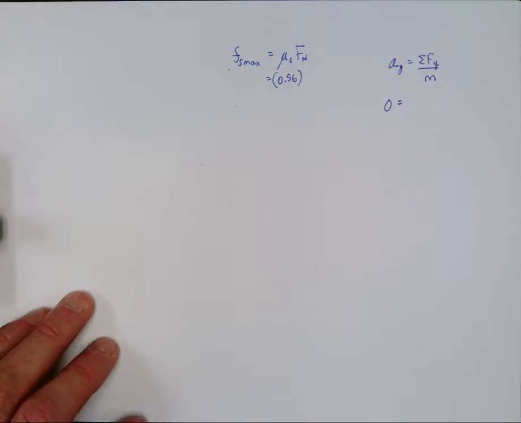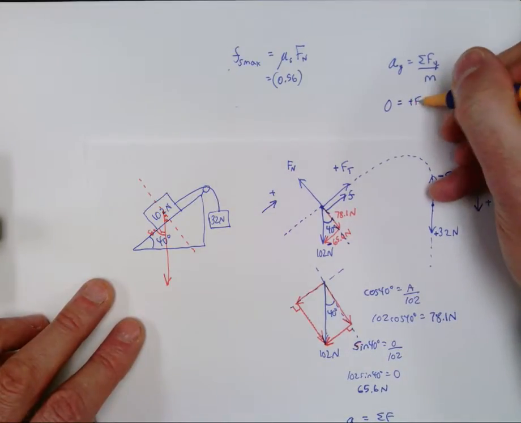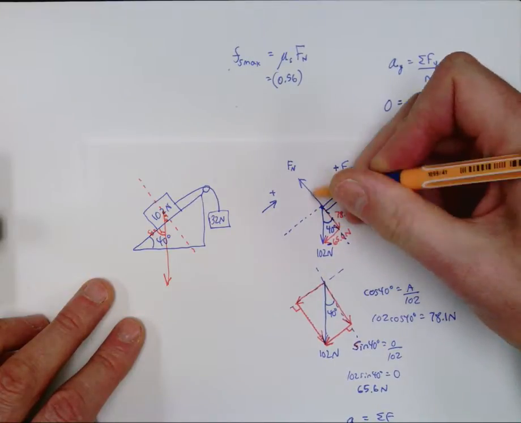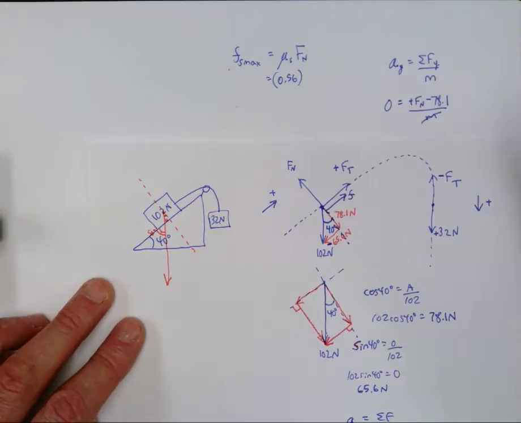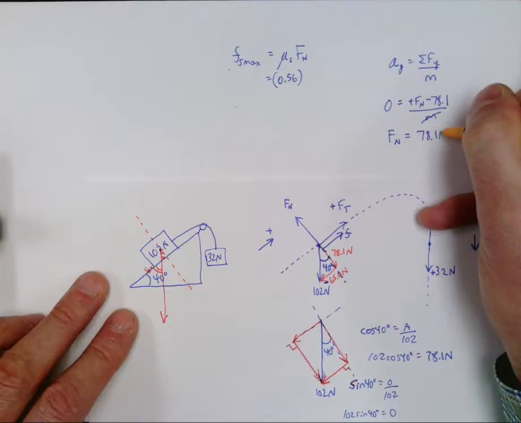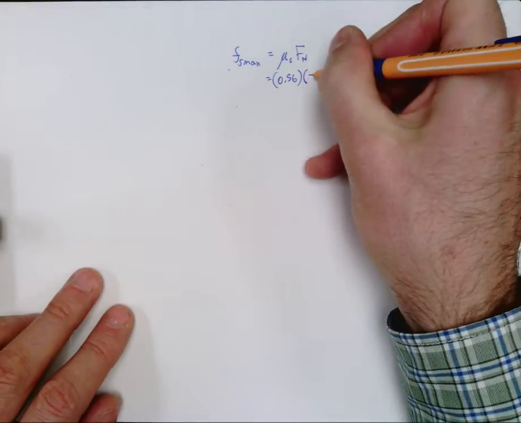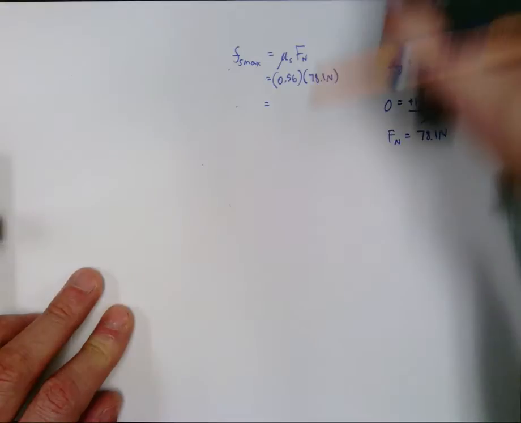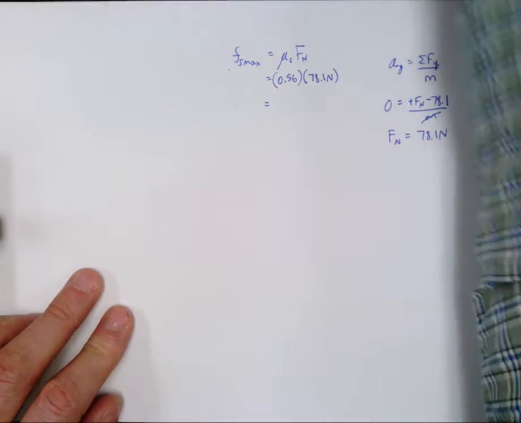And then looking at the forces in the y direction, it's just positive Fn and negative 78.1. I'm just looking at this object all by itself. Those are the only two forces in the y direction, divided by the mass, but the mass cancels out with that 0. So yes, the normal force has to be equal to 78.1 newtons. And so now we can figure out maximum static friction, 0.56 times 78.1 newtons, and let's see what we get. We get 43.76.